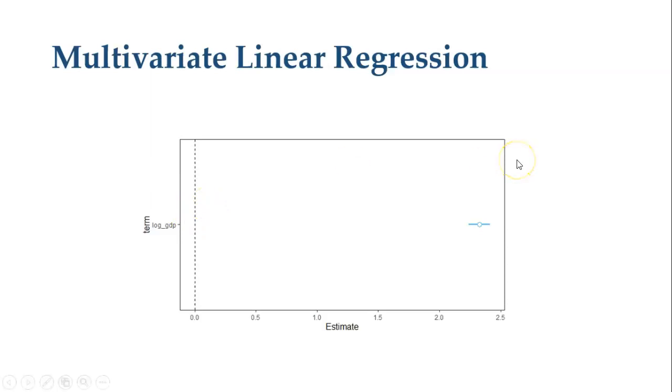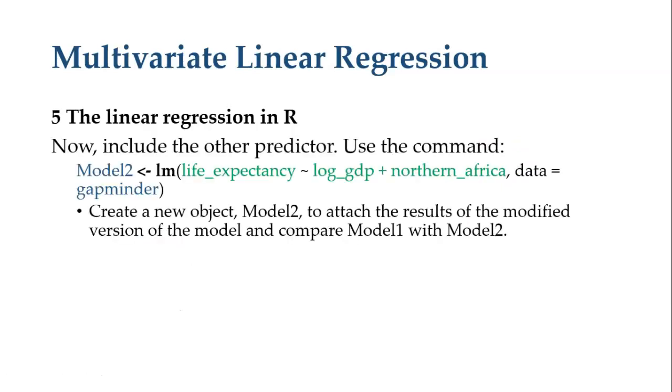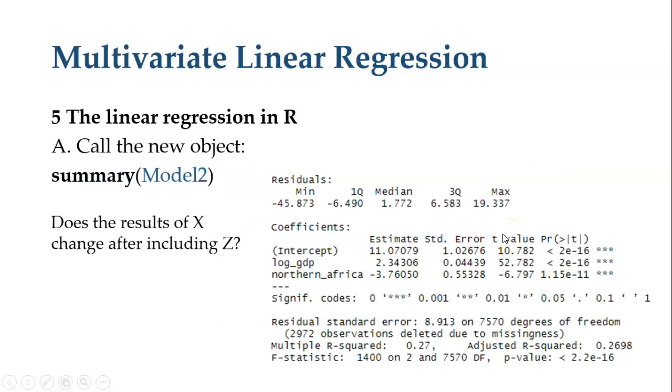Okay. Now let's include our control variable. It's basically the same function, but you include with the plus sign your new variable, your c. The new thing here is that you need to create a new model. Don't use the same model, because you want to compare model 2 and model 1. So again, call the new object and use summary.